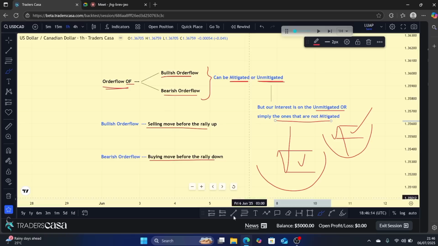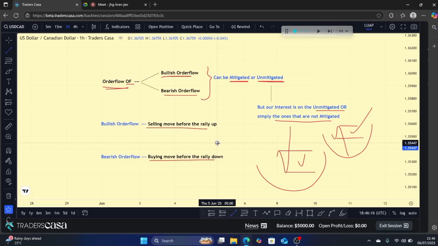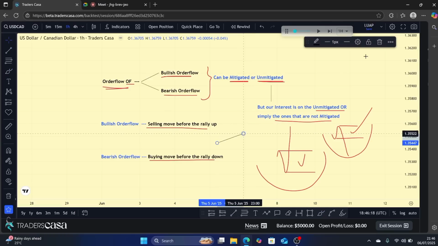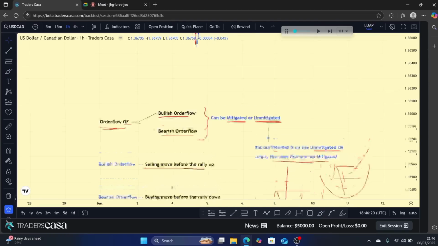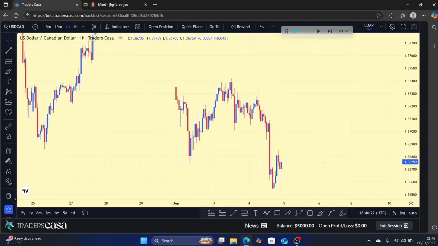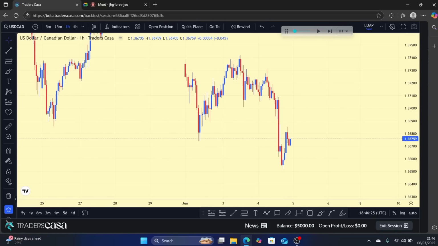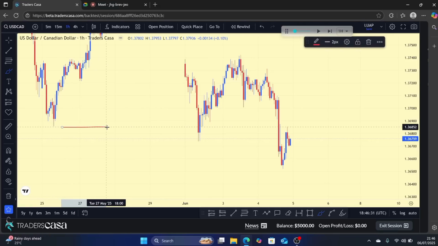Right, so with this said, now let's go on to the real chart so that we can identify them. You can identify them on a real chart. And exactly right here, like I said, let me just use the brush. So right here, this is a break of structure.